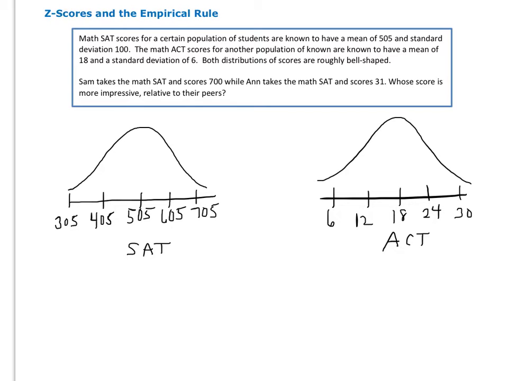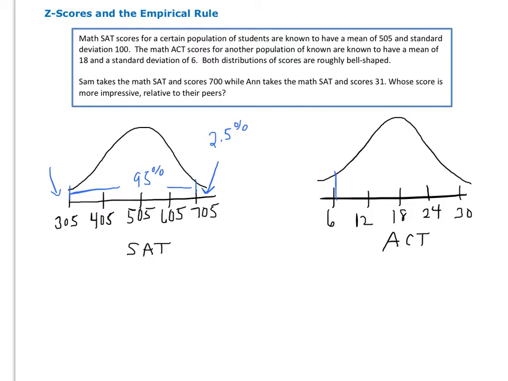Okay, so if you remember, the empirical rule is really helpful. It tells us that approximately 95% of students in this population who took the SAT had a score between 305 and 705. So this leaves a remainder of 5% who scored either below 305 or above 705. So if we cut that in half, we know that 2.5% of the students had really impressive scores, those with scores above 705. For the ACT, we can do something similar.